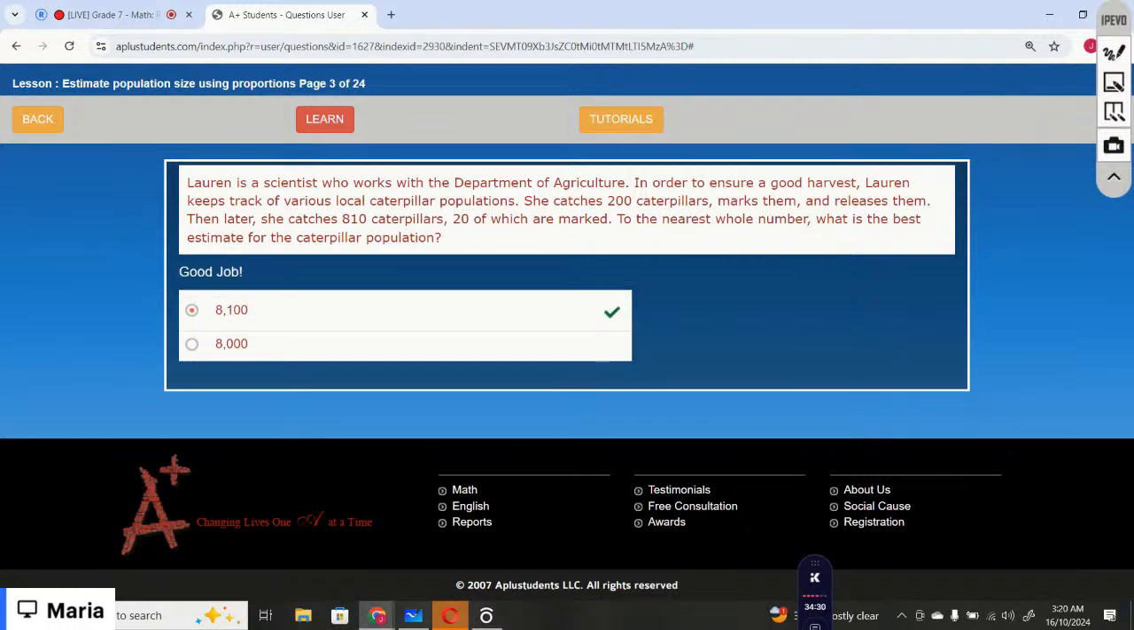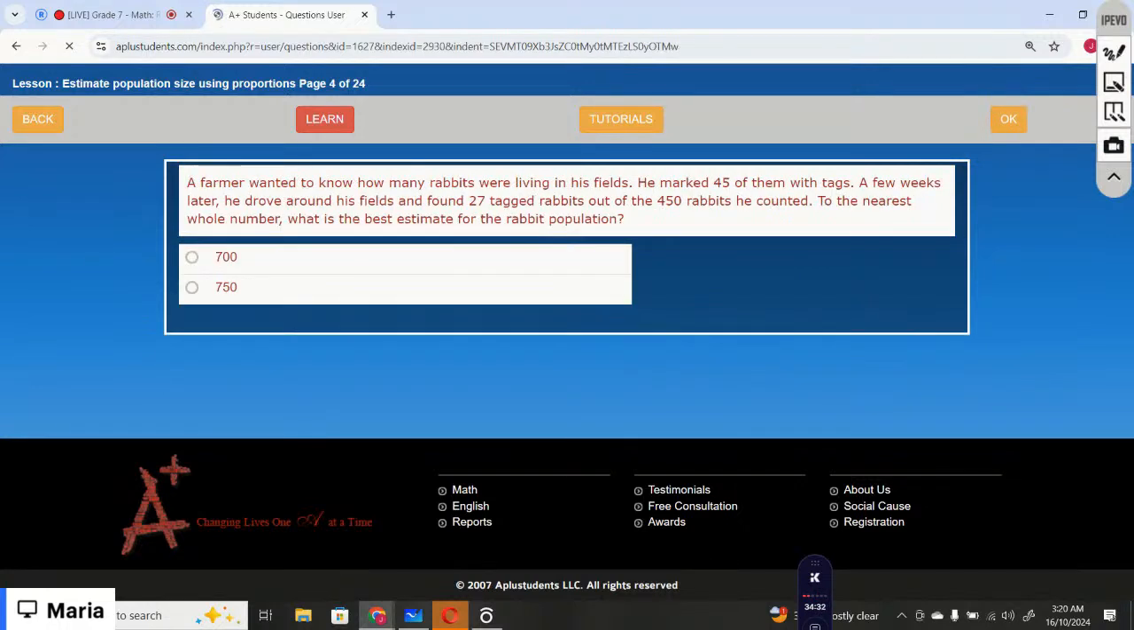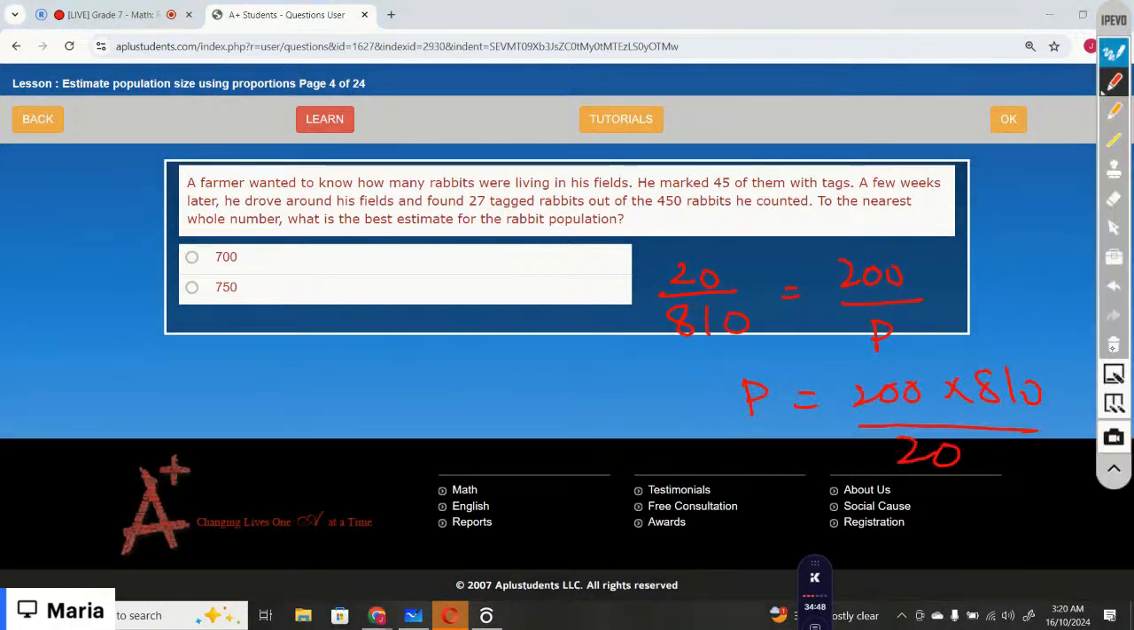A farmer wanted to know how many rabbits were living in his fields. He marked 45 of them with tags. A few weeks later, he drove around his fields and found 27 tagged rabbits out of 450 rabbits he counted. So 27 were marked out of 450 he counted. So earlier he marked 45. We need to calculate the total population. So which is the correct option?